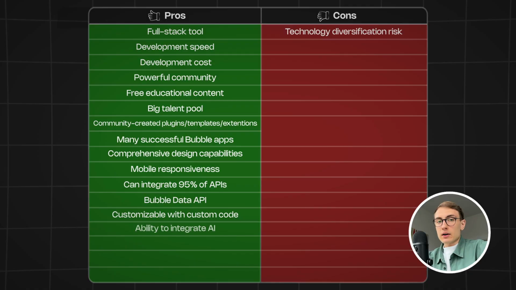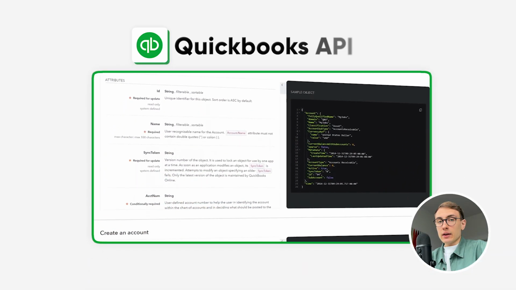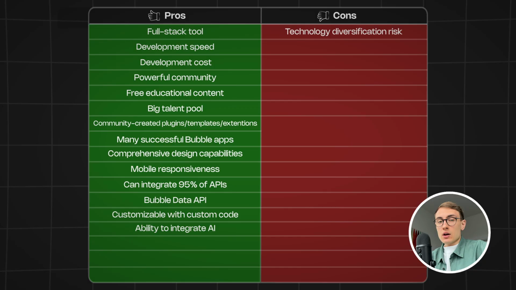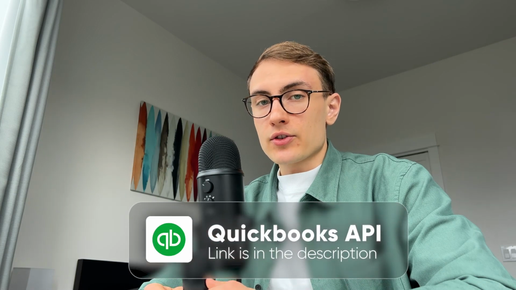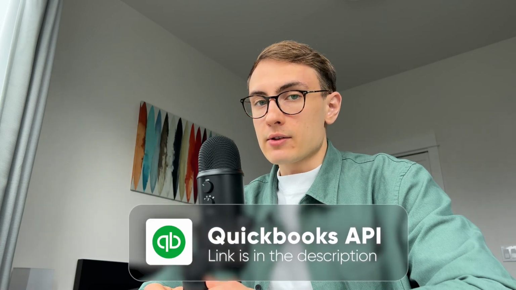The capabilities are endless. However, Bubble could be inefficient when it comes to large dataset processing. For example, we once had to integrate QuickBooks API and achieve near real-time integration. Unfortunately, we weren't able to achieve a stable solution within Bubble and ended up developing an external custom-coded service, leaving Bubble for just the front-end. You can check my previous video that describes this story, I will leave a link in the description.